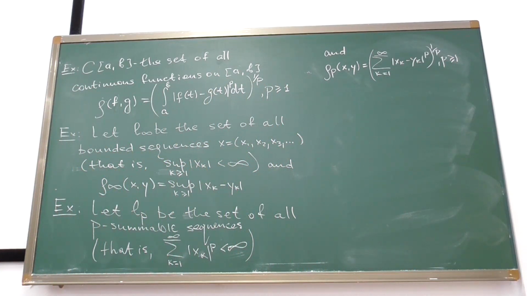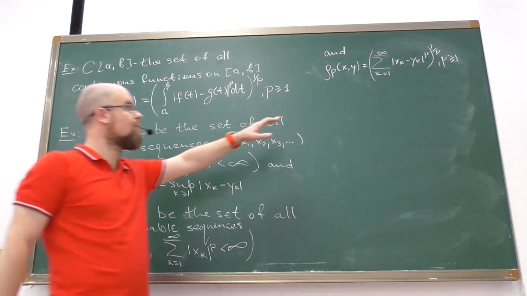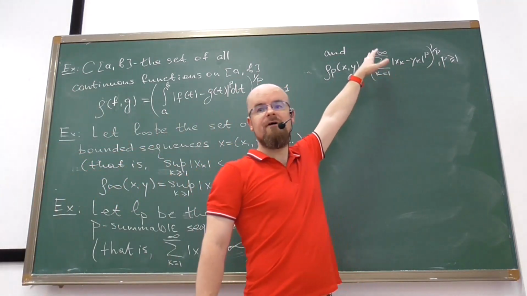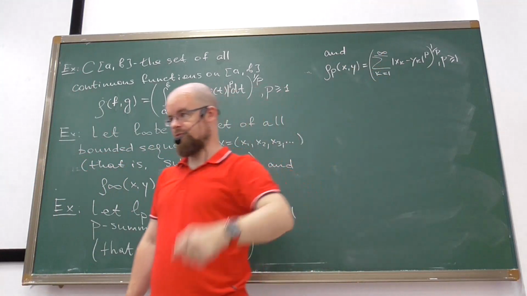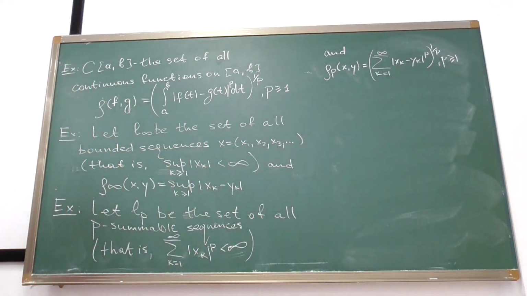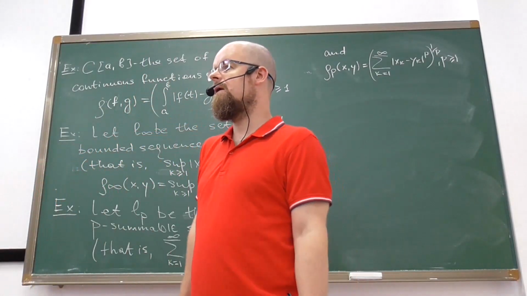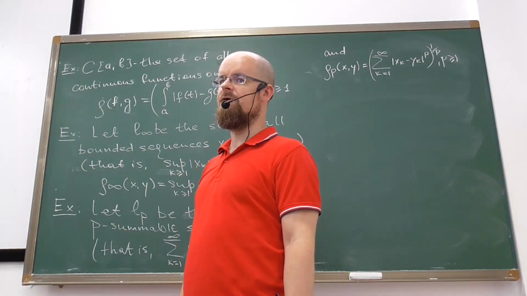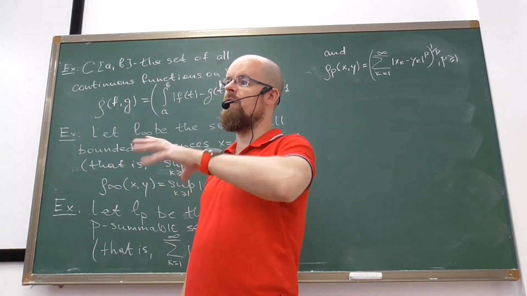Before we even start to discuss the axioms of the metric, we have to discuss why this expression is finite. In fact, what we have here is the sum of infinitely many terms, and a priori it is not guaranteed that this sum is finite. We can take the Minkowski inequality, which we proved before for R^n.